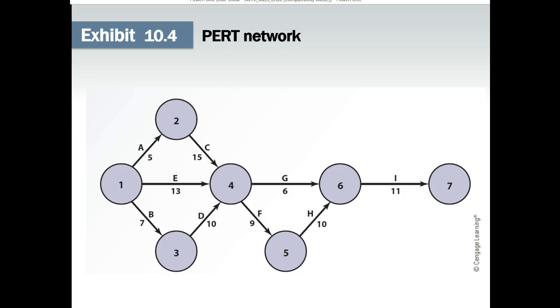This is an example of a PERT network diagram. In this diagram, you can see several paths that lead from the beginning till the end of the project. The duration of each path is being determined by the duration of the activities that make up that path.